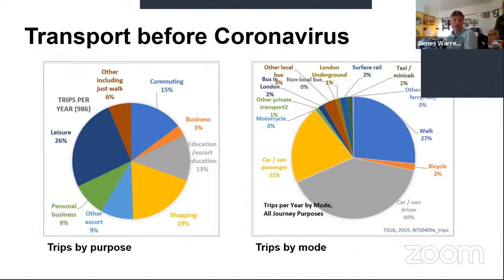You'll see on this that it says 0%. That doesn't mean there's no trips for that mode. It just means that the percentage is so small that it doesn't show up on our graphic.